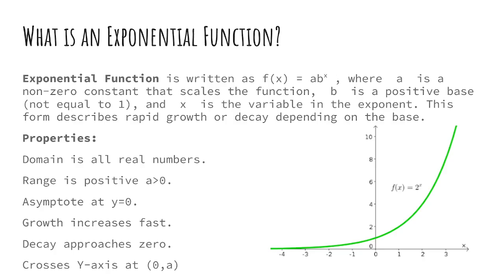Some properties of an exponential function. We know that your domain is all real numbers. Your range is positive, when a is greater than 0. Your asymptote is at y is equal to 0. Your growth always increases fast, your decay approaches 0, and it always crosses the y-axis at (0, a). Most likely it will cross your y-axis at (0, 1), which is the most common. As you see over here on this side, this is the graph of f of x is equal to 2 to the power of x.